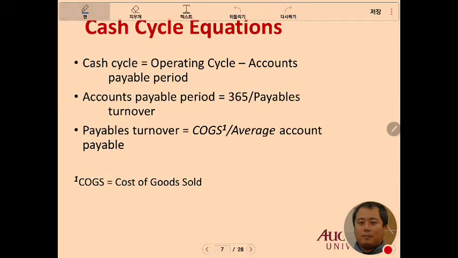So the cash cycle equation here: cash cycle is operating cycle minus account payable period, and account payable period is 365 divided by payable turnover, and payable turnover can be calculated by the cost of goods sold divided by average account payable.